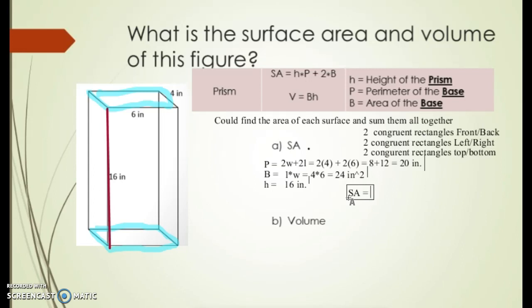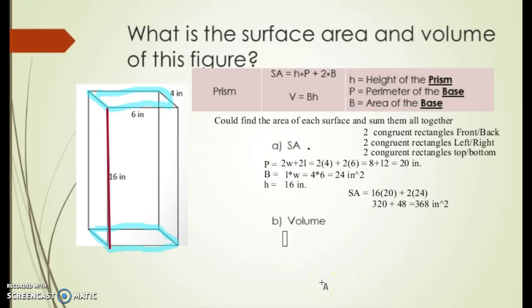So the surface area equals height 16 times the perimeter 20 plus 2 times the base, which is the area of the base, which is 24. So 16 times 20 is 320 plus 48 equals 368 inches squared. And again, if you did it the other way and you added up the area of each of those rectangles, you also would get 368 inches squared.